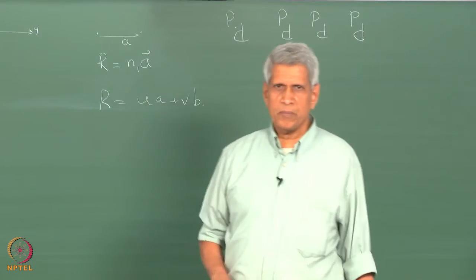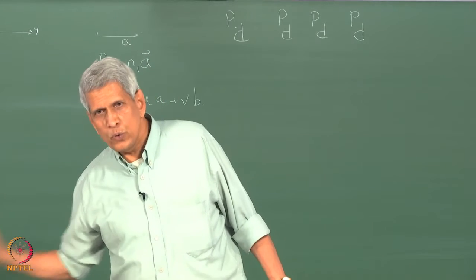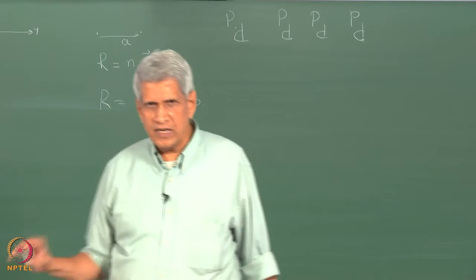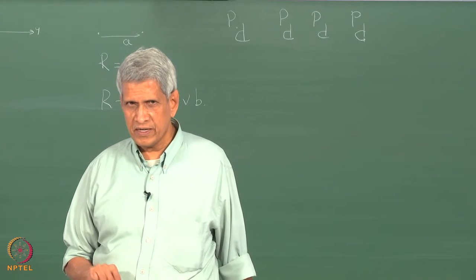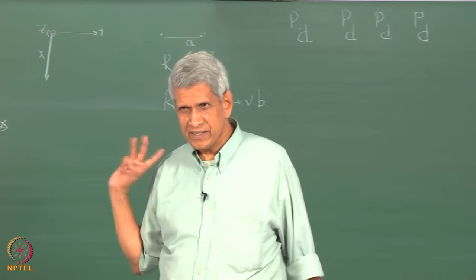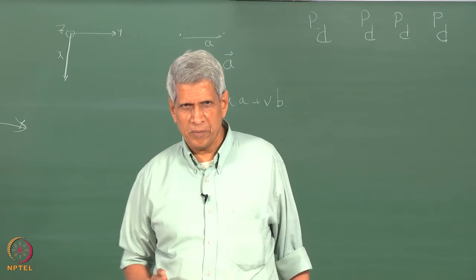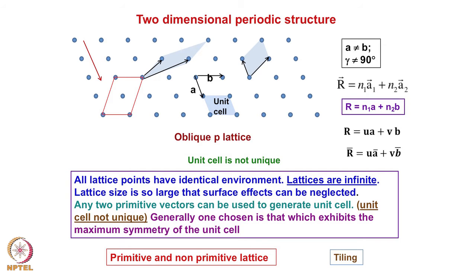Any lattice point can be represented where U and V are essentially integers. It could be positive or negative, correct? There can't be fractions. That is the only thing which you should remember. Is this clear? That is exactly what I have told, that we choose a lattice which represents the full symmetry, because immediately from symmetry only we try to identify it.